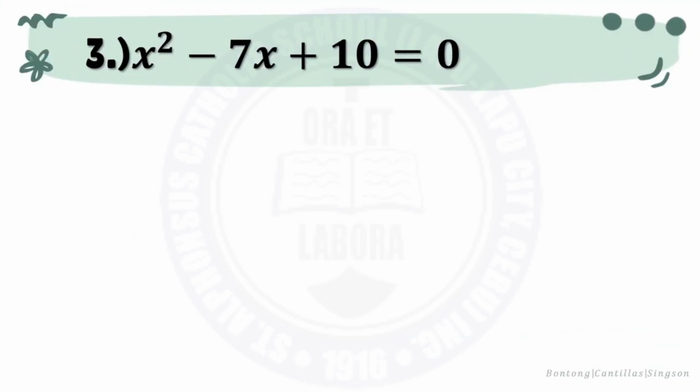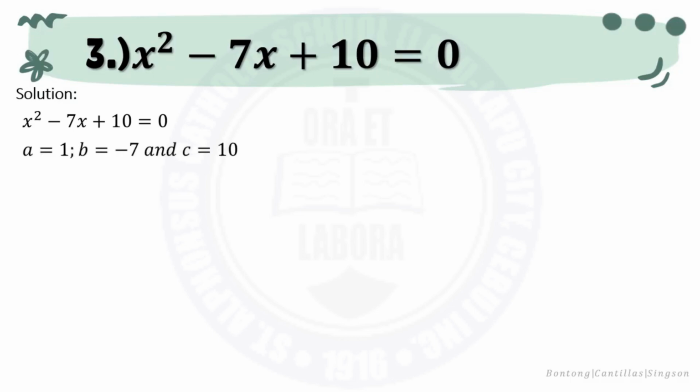Example number 3. x squared minus 7x plus 10 equals 0. Again, luckily our given is already in the general form of the quadratic equation. So we proceed to step 2 by factoring the quadratic trinomial of the equation. So you will factor this one using the AC method again. So first, identify the value of your A, B, and C. A is 1, B is negative 7, C is 10.